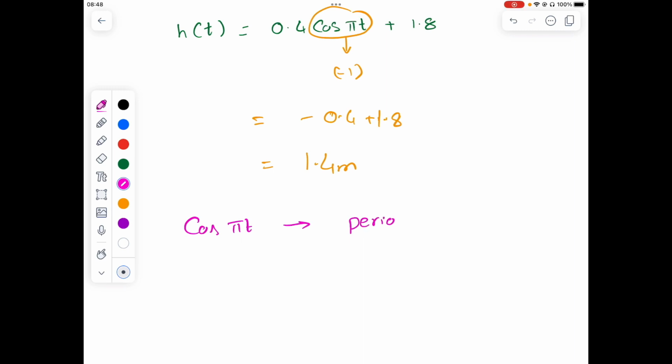So the period of that one is going to be nothing but how much? 2 pi upon pi, which is nothing but 2 seconds, because it completes one full cycle to come back to its original height or the maximum height. So that's why we are talking about the period, which is 2 pi divided by pi. Pi and pi get cancelled. 2 seconds.